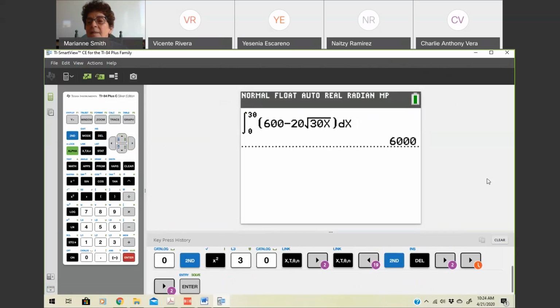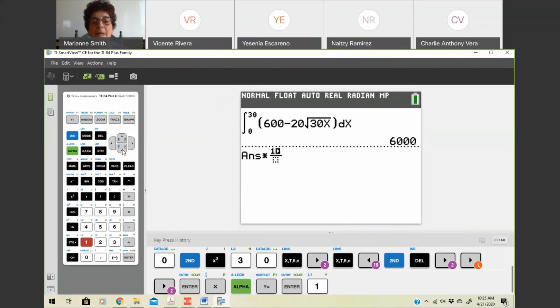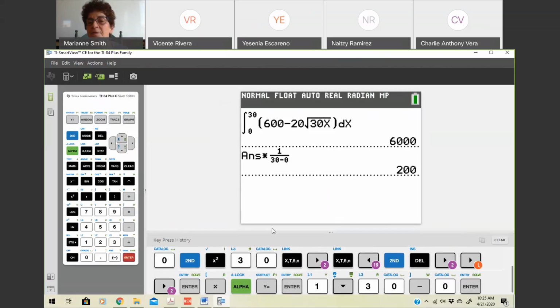And it gave me 6,000. And then I'm going to take that and multiply that by what? That's 1 over 30 minus 0. So alpha y equals, here's 1 over b minus a. And there's the 200. So again, the advantage is you can use the function integrator on the TI to do these problems, particularly if they're going to let you round your answer. You just have to remember to multiply by this fraction, because the calculator won't let you insert in front of the integral sign. So just don't lose that piece.